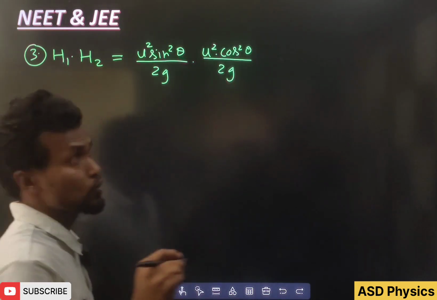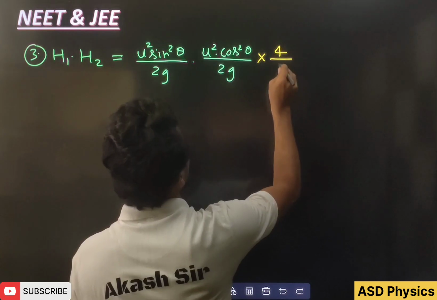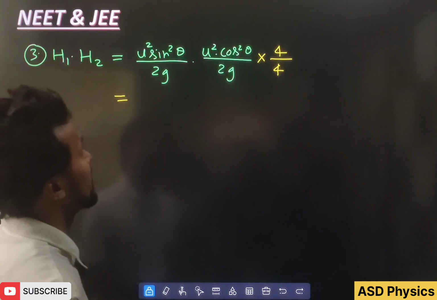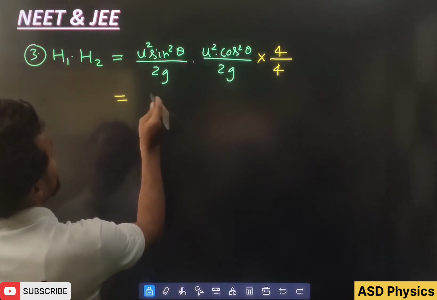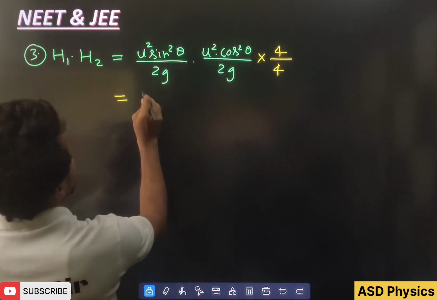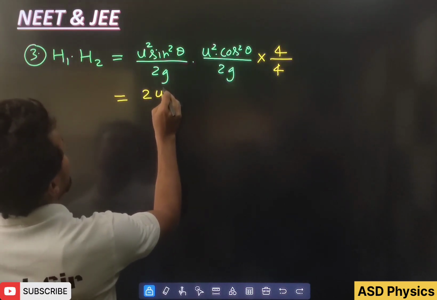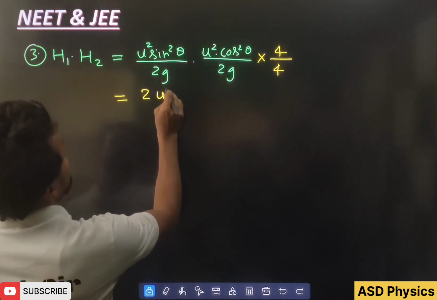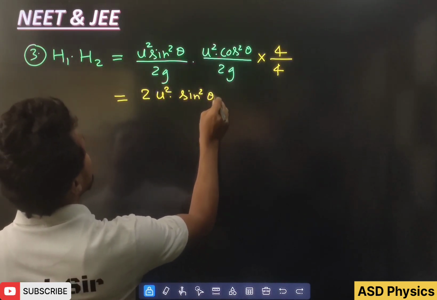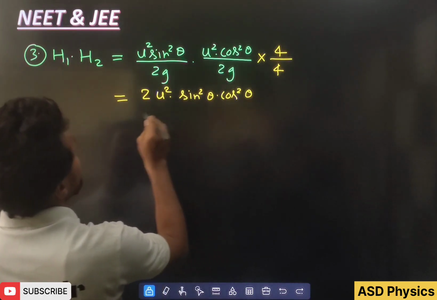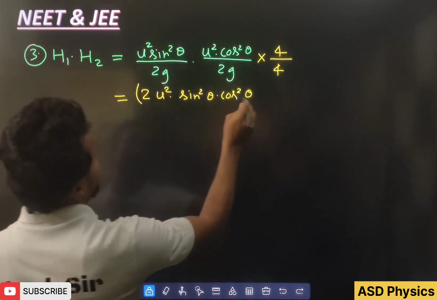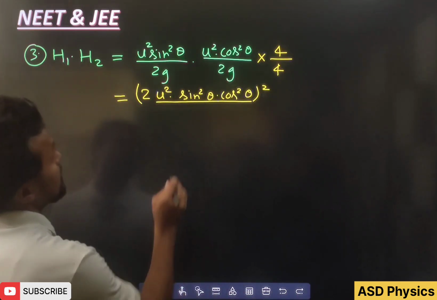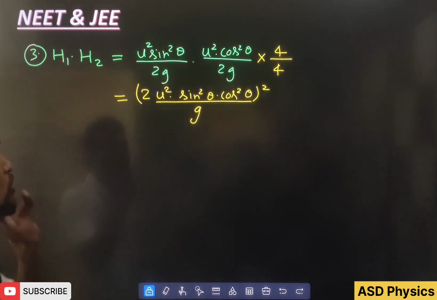Okay. And here what I am going to do? Later you can see why I have done that. I have multiplied and divided with the 4. Okay. So after that, students, I can write, kindly just see here, this 4 is there now, so let me write this 2 or 4. Let me write 2, this is u square, and this is sine square theta into cos square theta, okay, and whole square. And I can write this g as well. So this is overall squared.